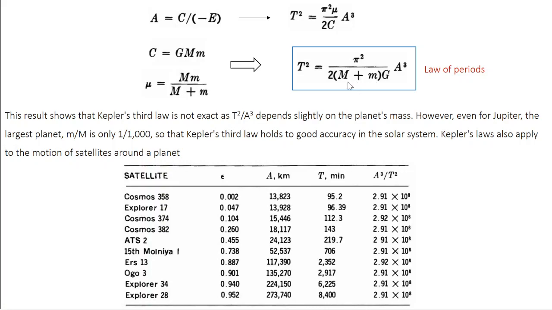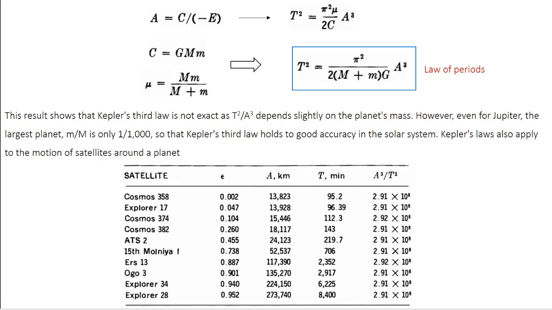But look at the denominator, you have capital M plus small m. If you look at the solar system, majority of the mass is concentrated at the Sun. In other words, mass of the Sun is much higher than mass of any planet. Even if you take the heaviest planet, Jupiter, its mass is 1,000 times less than the mass of Sun. So capital M plus m can be approximated to capital M. So all these are constant, so T square is proportional to A cube. So you can say Kepler's law holds pretty good in the case of the planetary system.